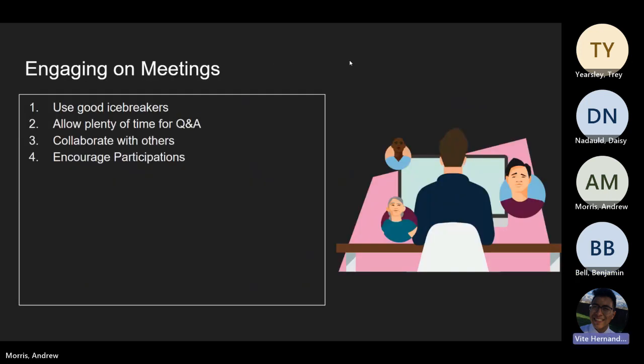Now I will provide some tips to engage better in meetings. Firstly, let's start with a good icebreaker. We have all experienced those repetitive and cheesy icebreakers in virtual meetings. So trying something different will kick off your meeting with a fun and engaging icebreaker. Next, I want to emphasize the importance of allowing plenty of time for questions and answers. Your questions and feedback are valuable.